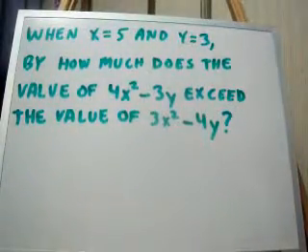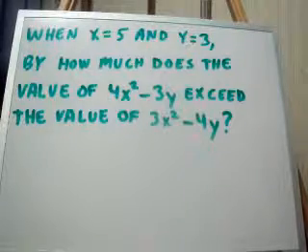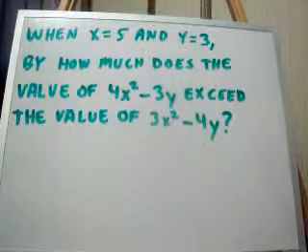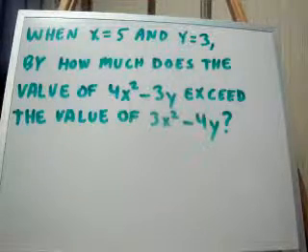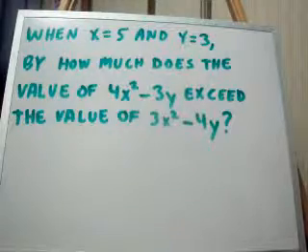This is ACT Math Problems Part 2, and this is another typical ACT math problem. When x equals 5 and y equals 3, by how much does the value of 4x squared minus 3y exceed the value of 3x squared minus 4y?